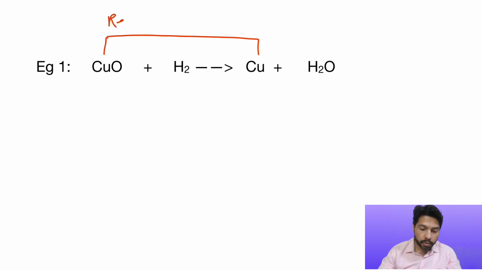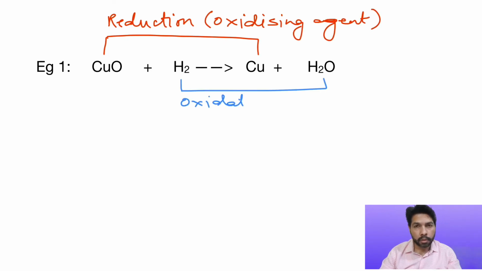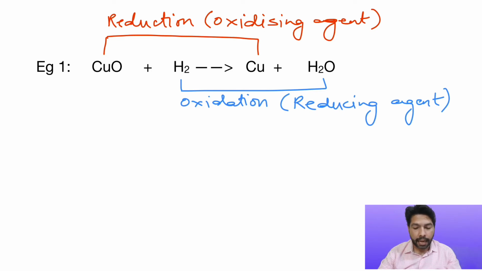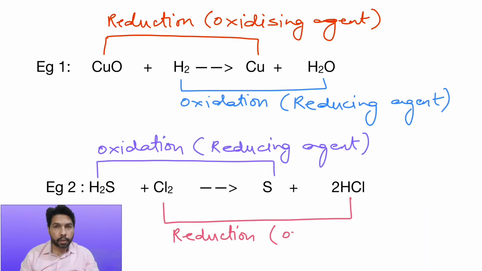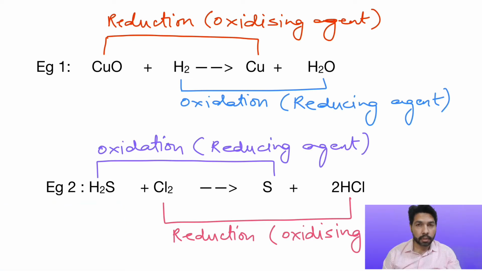In the first example, you can see that CuO is changing to Cu. CuO loses oxygen, that means it is undergoing reduction, hence it will act as an oxidizing agent. On the other hand, hydrogen is gaining oxygen, so hence it is undergoing oxidation, hence it will act as a reducing agent. In the second example, sulfur is losing hydrogen, that means it is undergoing oxidation, hence it will act as a reducing agent, whereas chlorine is gaining hydrogen, thereby it is undergoing reduction, and hence it will act as an oxidizing agent.